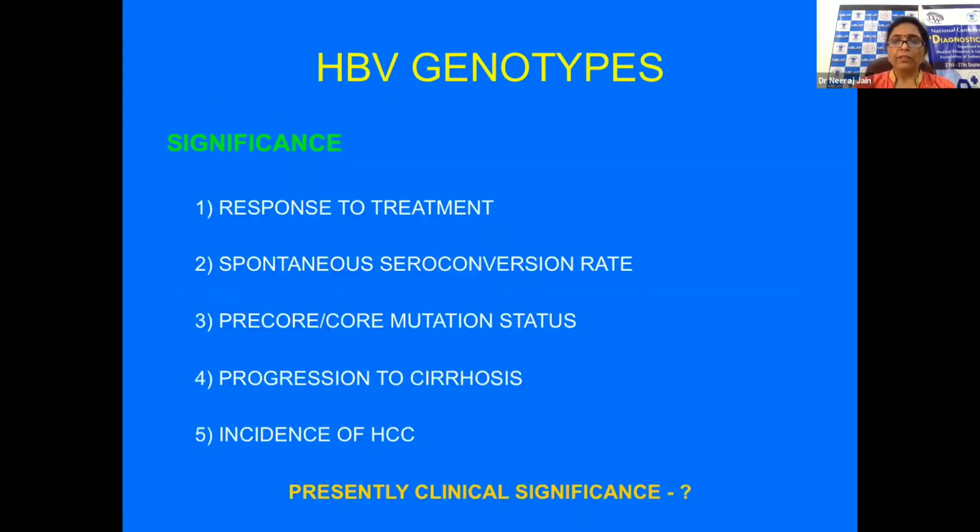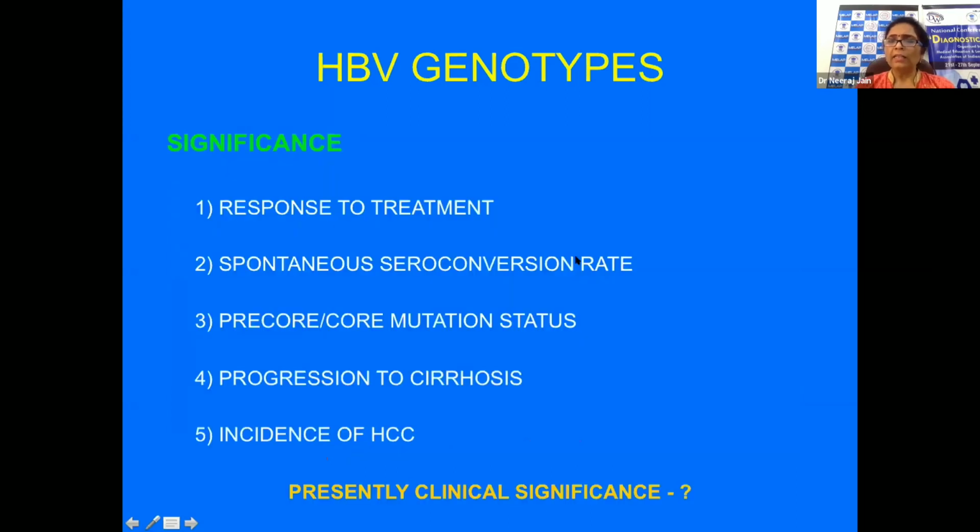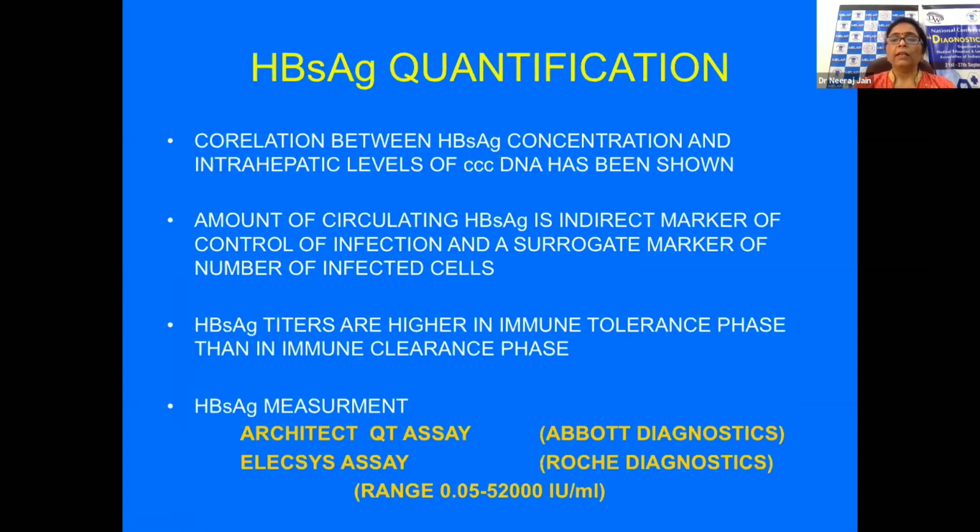Recently, there is a lot of interest in HBV genotypes. Almost 10 types of genotypes have been seen. A, C, D are common in India. What is the clinical significance of that? We can assess treatment response, spontaneous seroconversion, pre-core mutation status, progression to cirrhosis, and incidence of HCC. All these have been linked to different genotypes. But their clinical role is not yet established. We need more data to say that this particular genotype is related to this particular state. So we need more studies to label it.